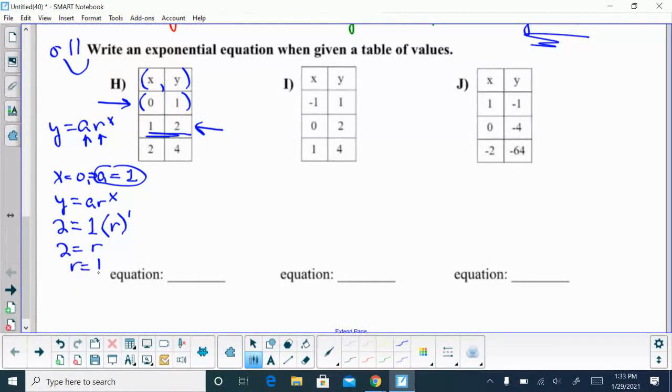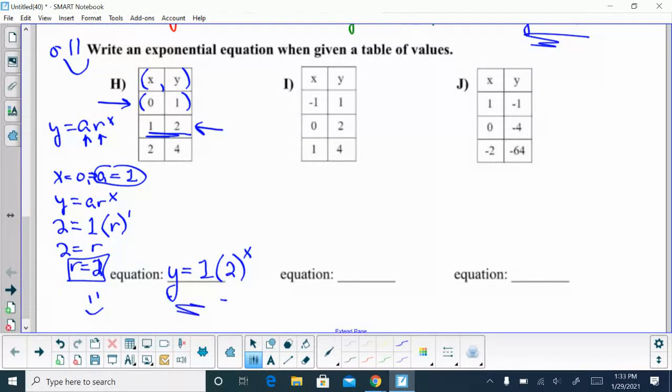And now I have a and r, except I made a mistake. That's a 2. So plug this into my basic form: y equals a, in this case 1, times r, which I found was 2, raised to the x power.